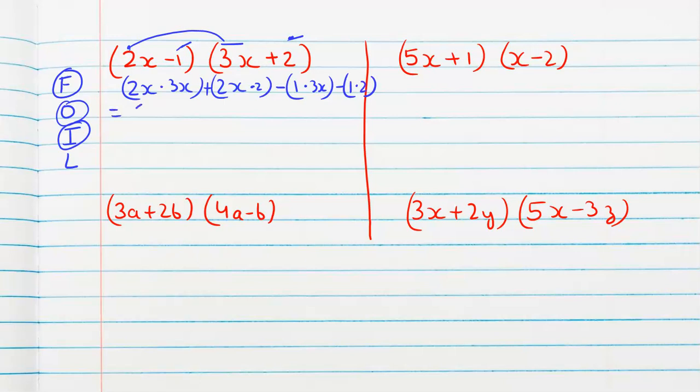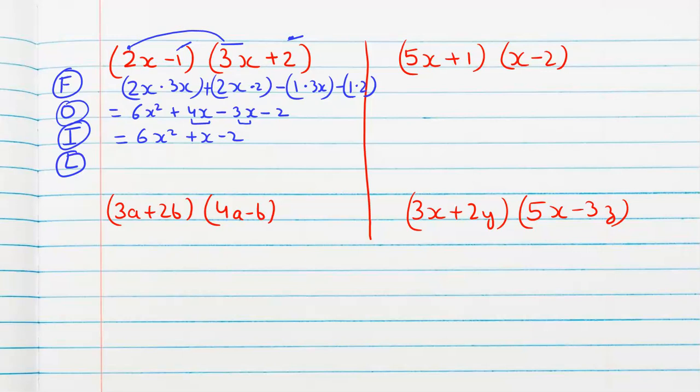2 times 3, that is 6. x times x, x squared, plus 2 times 2 is 4. Then we have negative sign. 1 times 3, that's simply 3x. Negative sign. 1 times 2, that is simply 2. Now we will simplify them. We have 6x squared. These two are like terms. 4x minus x, we get plus x, minus 2. This is how we solve multiplication of polynomials using the FOIL.